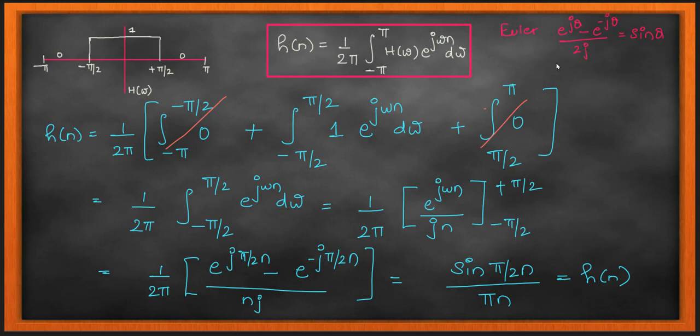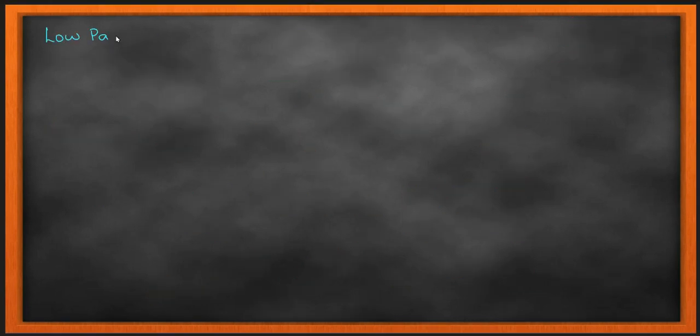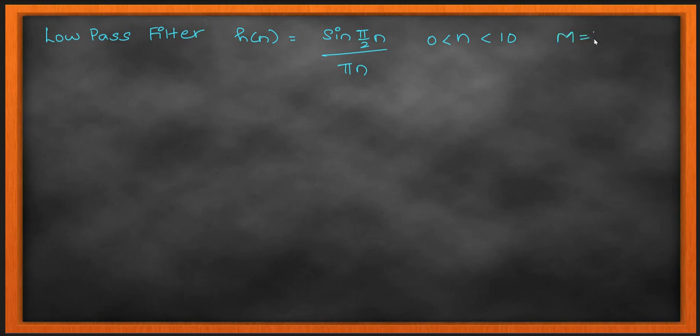So your FIR filter, your low pass filter, designed for the H of omega given in the question, is h of n equal to sine(pi n by 2) divided by pi n. And now taking symmetry, since our question is from minus pi to plus pi, for M equal to 11, I'm going to have symmetry from minus 5 to plus 5.